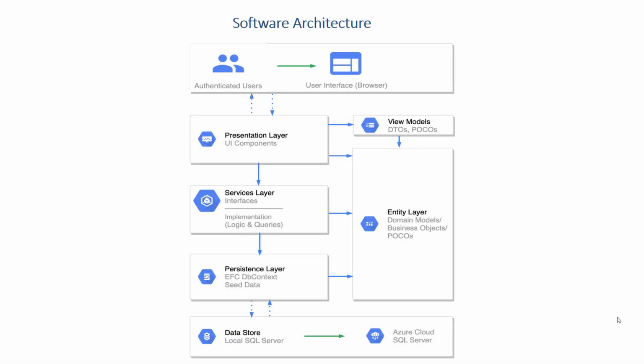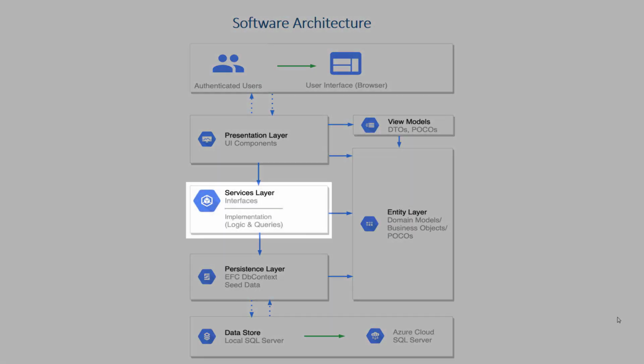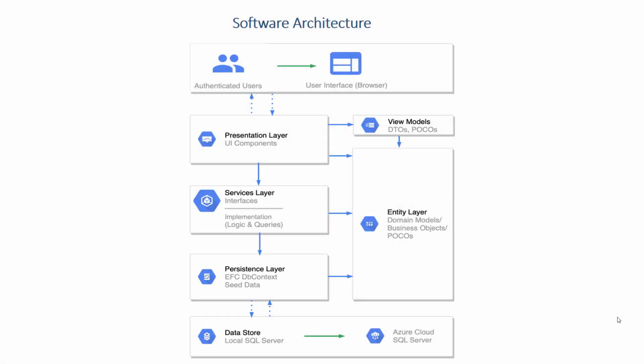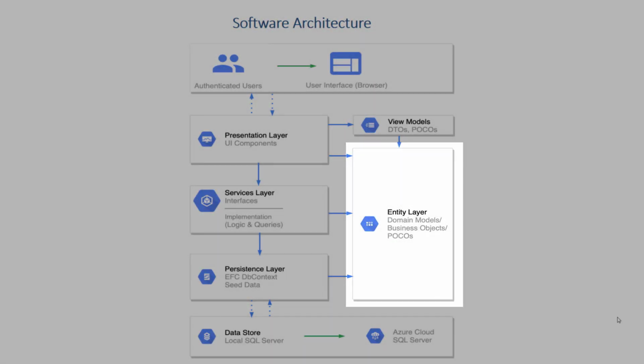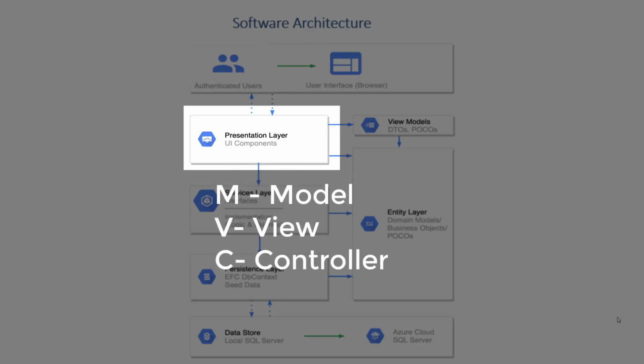So in this diagram, we have four main layers. We have the presentation layer, we have the services layer, we have the persistence layer, and we have the entity layer. The presentation layer will contain all our UI components. Now in this solution, we are using the MVC pattern. So our presentation layer will contain our models, our views, and our controllers.